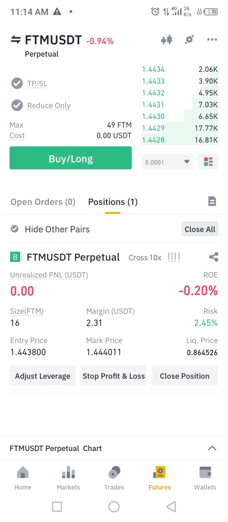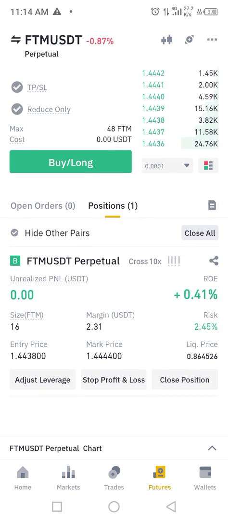The system has multiplied this 2.31 USDT 10 times to buy this 16 Phantom coin for me. So this is my entry price, 1.338. This is my mark price. Mark price is the last price detected by the exchange, used in calculating your unrealized PNLs, profit and loss.